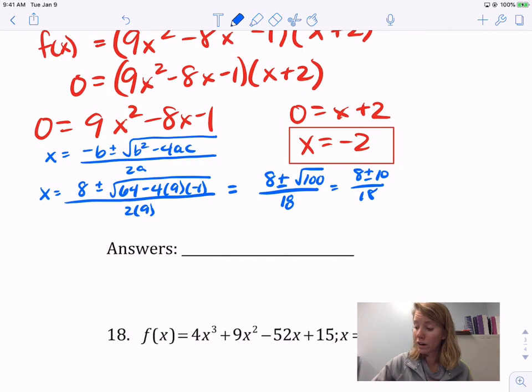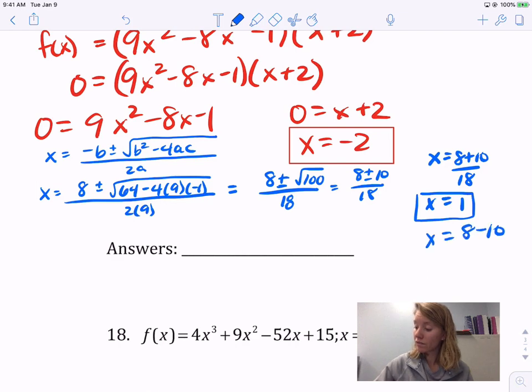Okay, so that means that one of our answers is 8 plus 10 over 18, which is 18 over 18, which is 1. My other answer is 8 minus 10 over 18, which is negative 2 over 18, or negative 1 over 9.